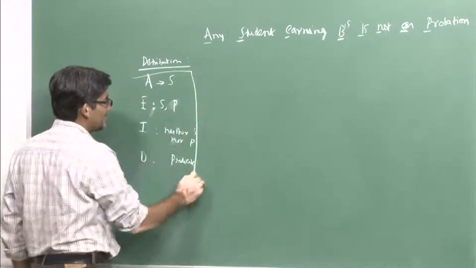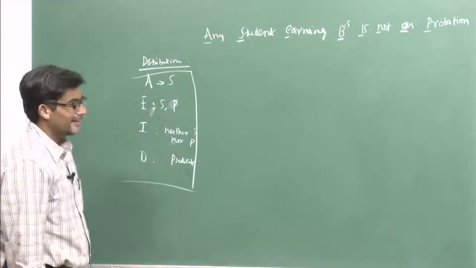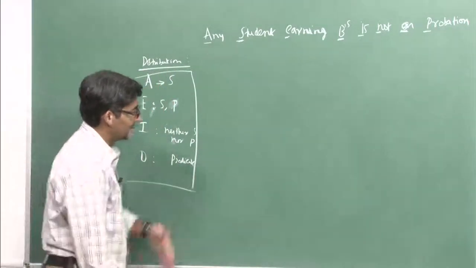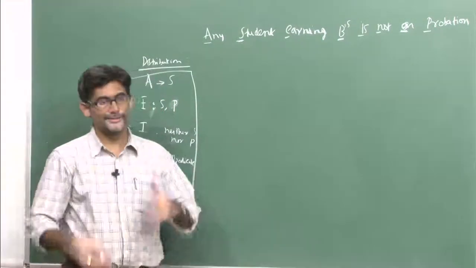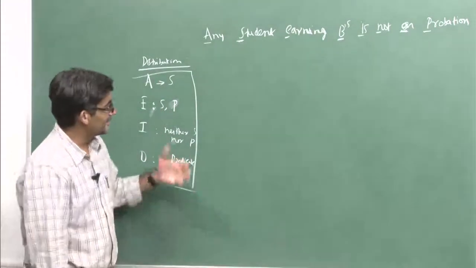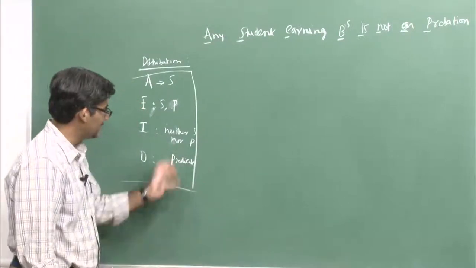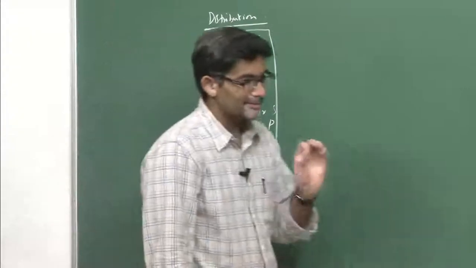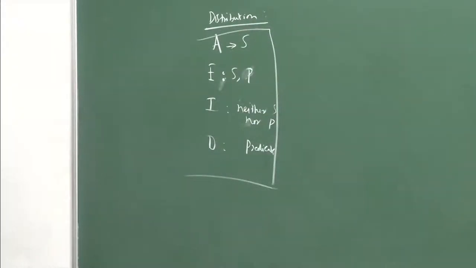So this is the one we need to remember, and there are other ways to know about this. If you can draw Venn diagrams or Euler diagrams, then also you will come to know which term is distributed. So the first thing you need to know is which term is distributed.